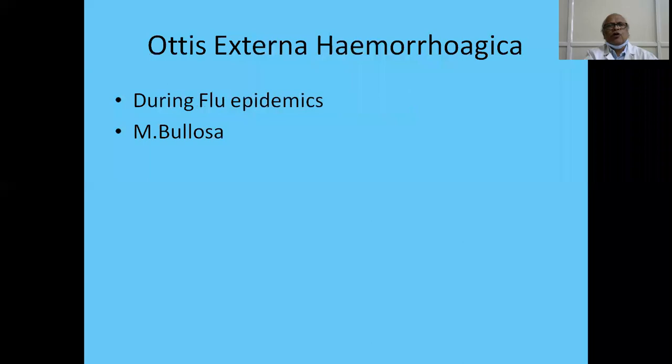There is a condition called otitis externa hemorrhagica. As the word implies, there will be hemorrhagic lesions in the external canal, sometimes encountered during epidemics of flu. Sometimes this is associated with bullous lesions over the tympanic membrane also. It is called myringitis bullosa. Treatment is symptomatic, and if there is suspicion of infection, you have to give an antibiotic also along with painkillers.